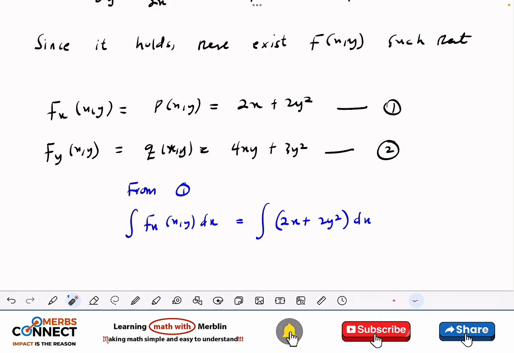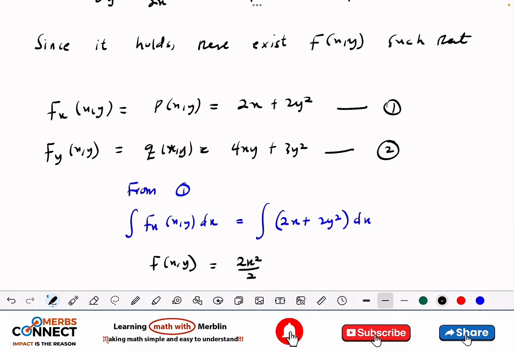Now, anytime we are dealing with this, since this function is differentiated, then when I integrate it, the differentiation will go. So this will just be big F of xy because it's differentiated and I'm integrating it. Now remember, we are integrating with respect to x. So when I integrate this, I'm going to have 2x squared divided by 2 plus, this is a constant without x. So when I integrate a constant, I just multiply it by x.